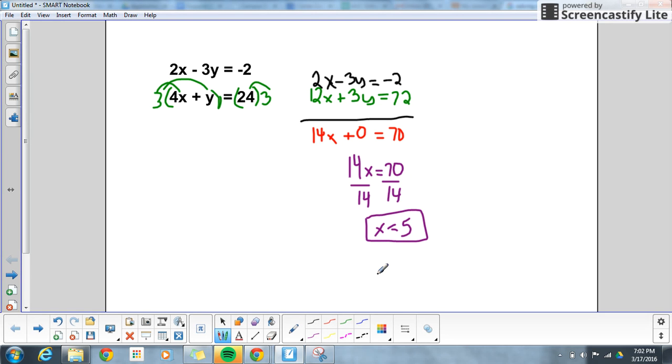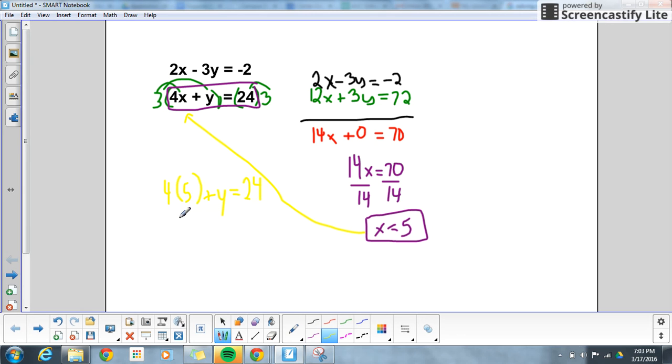Are we done with the problem? Nope. Now we have to figure out what y is. So we can go back into either one of these equations, substituting in x equals 5. Well, I think this original equation actually looks a little simpler. So let's try that. By substituting that in, we're going to get 4 times 5, instead of x, plus y, and that's equal to 24. Again, I went back to that original equation because I thought it looked a little easier.